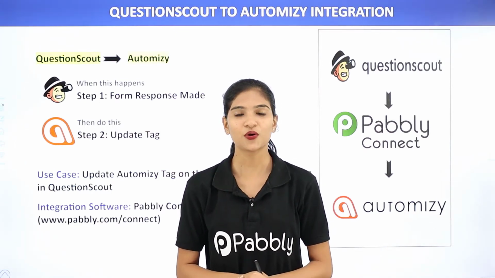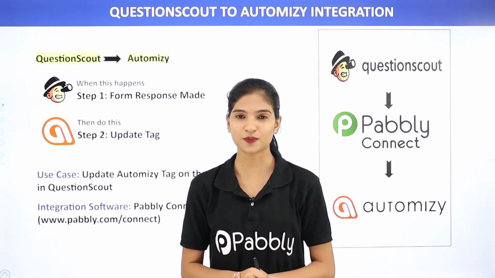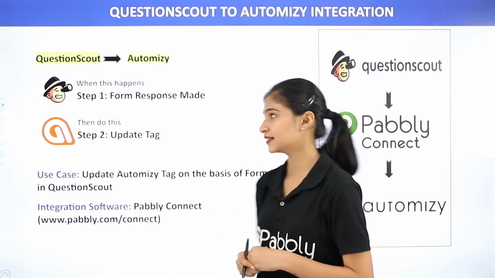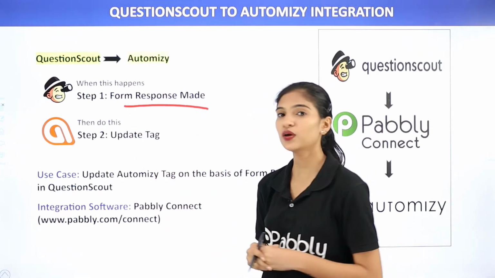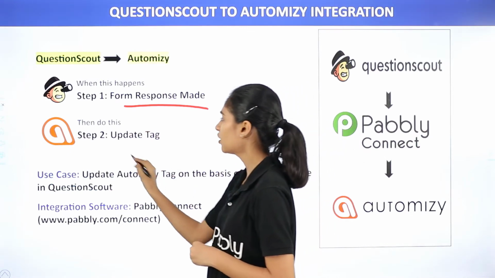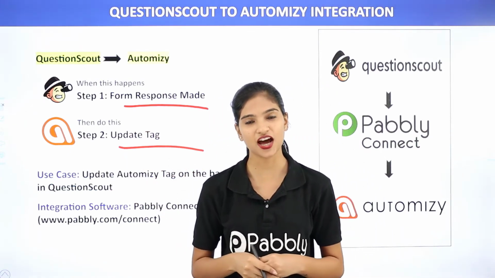Today in this video, we are going to integrate two software applications, Question Scout and Automizy. So the use case here is that whenever a form response is made in Question Scout, we want to update a tag in Automizy automatically. First, let us know what these two software applications are all about.